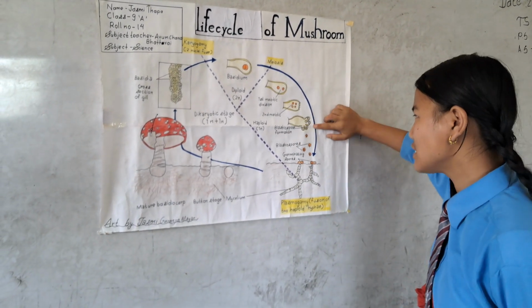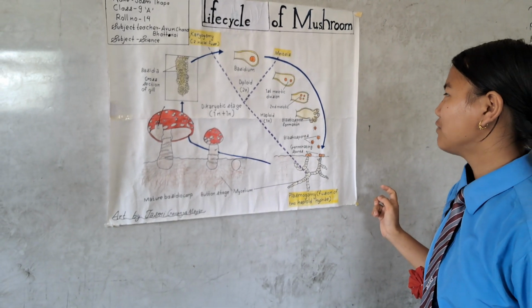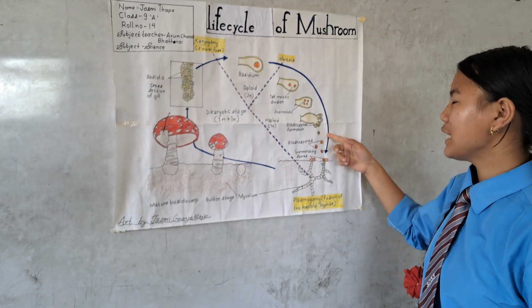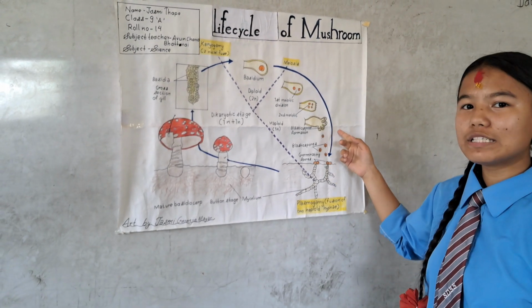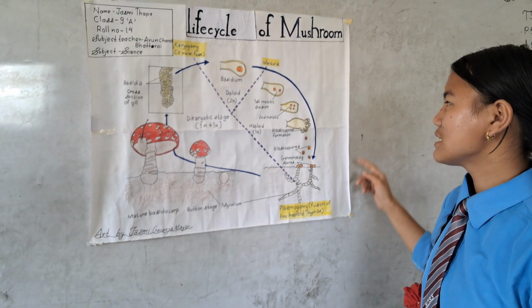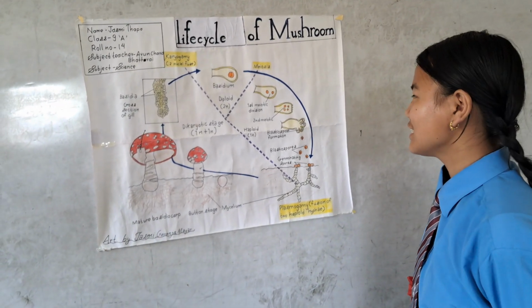At the tip of the basidium, four finger-like structures called sterigmata are formed. One haploid nucleus migrates into each sterigma, where it develops into basidiospores. The four basidiospores detach from the sterigmata and are released into air.